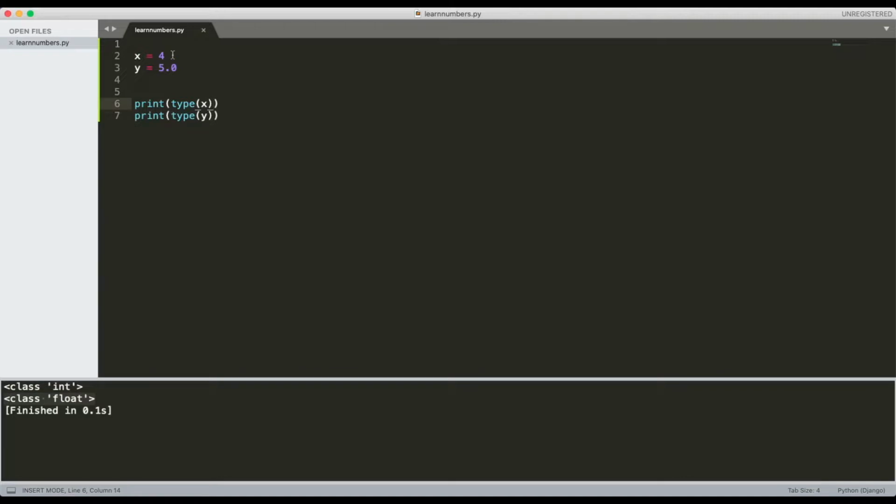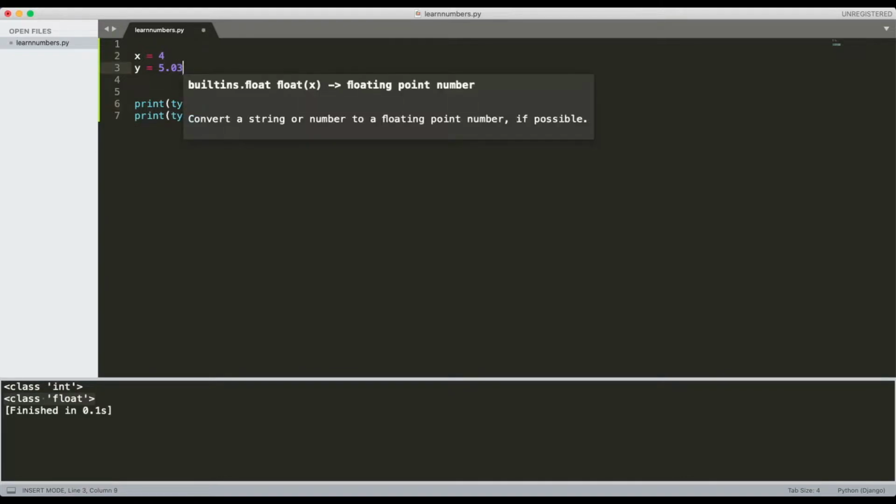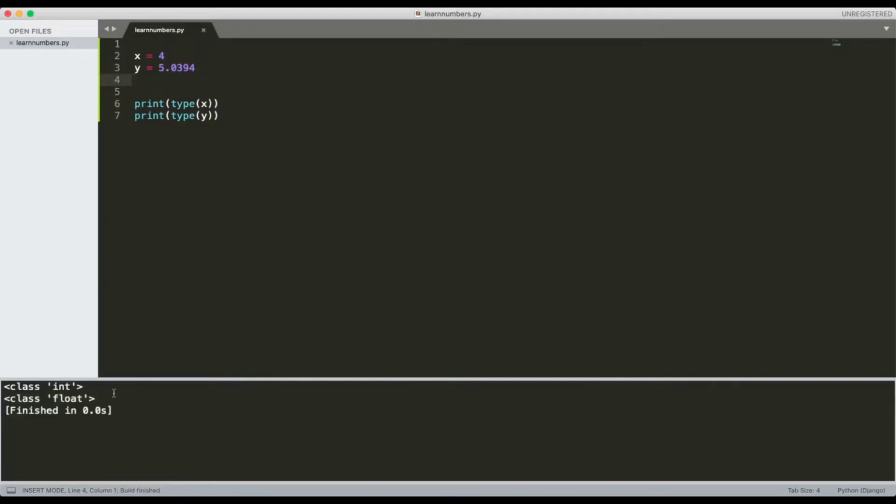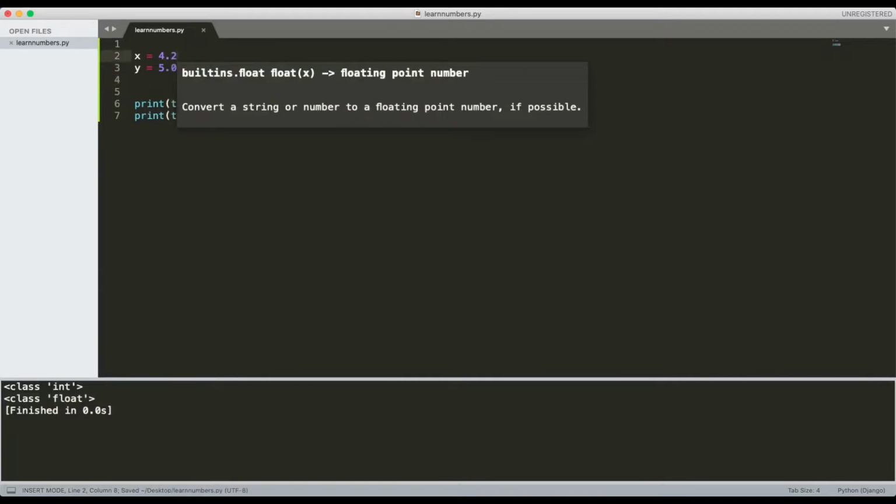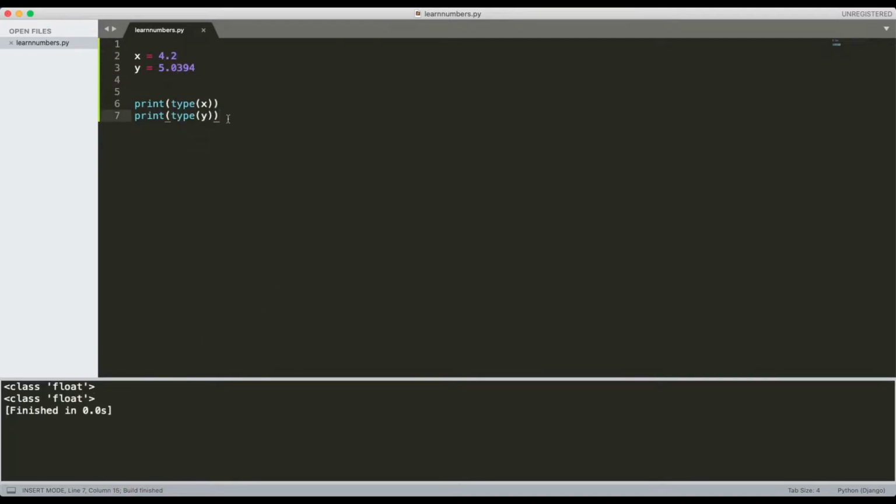If we also did more decimals, this is still a float. And if we added a decimal here, both the lines should be float and float. So hopefully that clears up what integers and floats are.